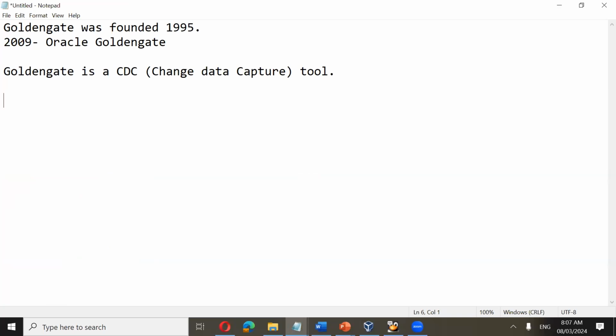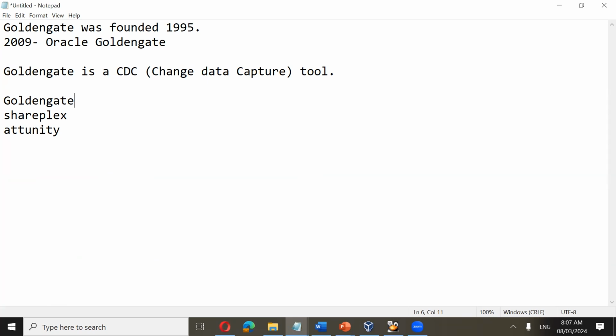Like you must have heard about SharePlex, then Attunity is there as well, then GoldenGate itself. These are the most common, famous, or well-known replication tools available in the market.